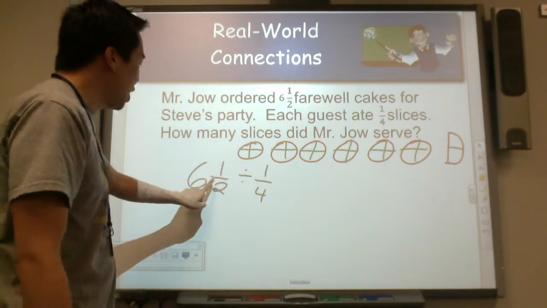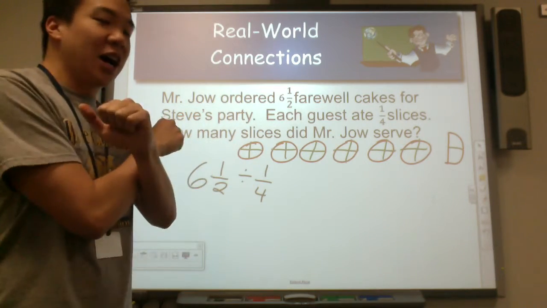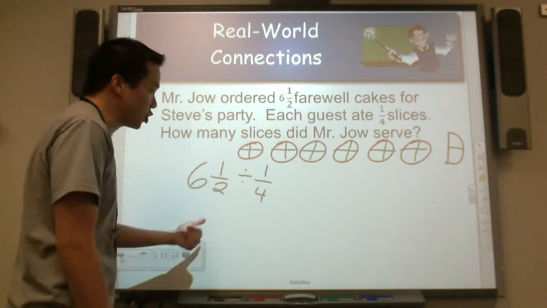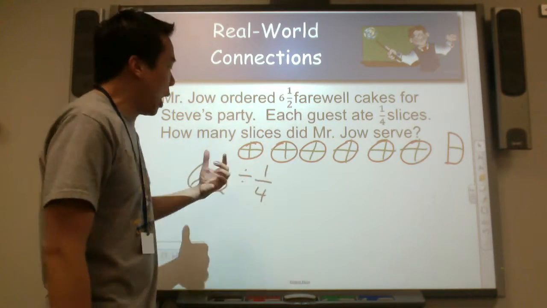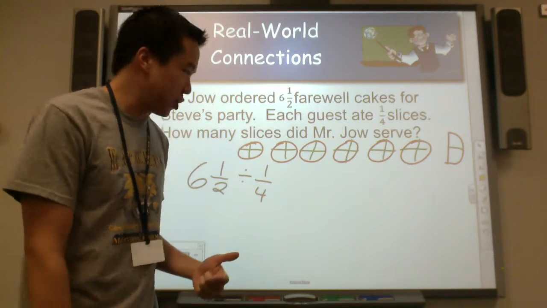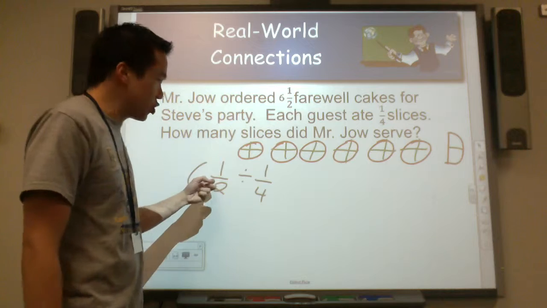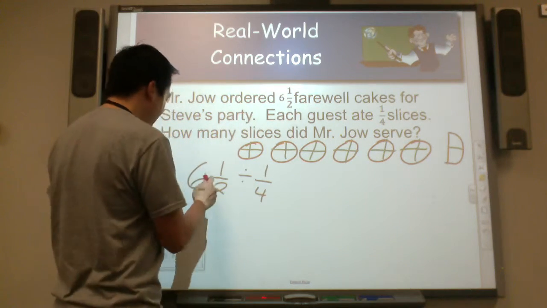You make it a fraction, you flip the second, and times away. So what you're doing here is finding the reciprocal of it. I want to change this division expression into a multiplication expression. So first of all, let's turn this into a fraction.